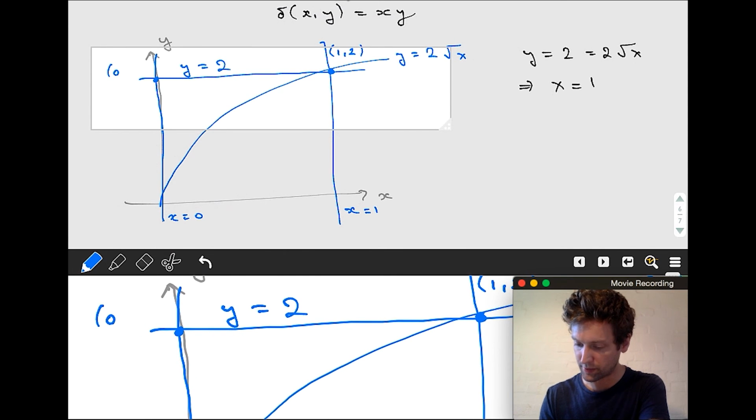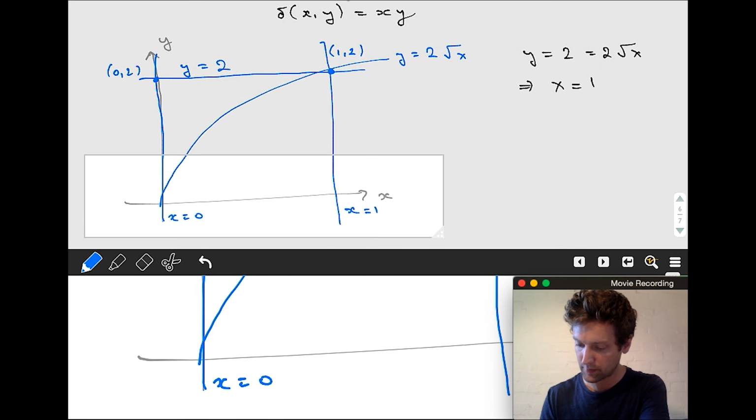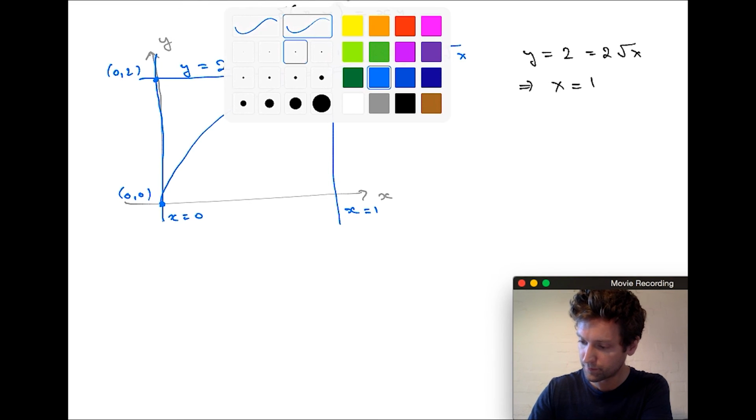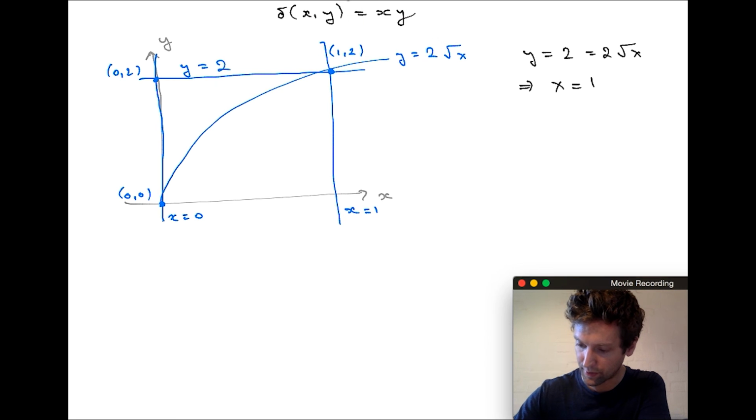We also have this point here, x is equal to 0, y is equal to 2. And we have the point x is equal to 0, y is equal to 0. And you can see that there's only one region that's bounded by those curves. It's this region here. So that's our region of integration.